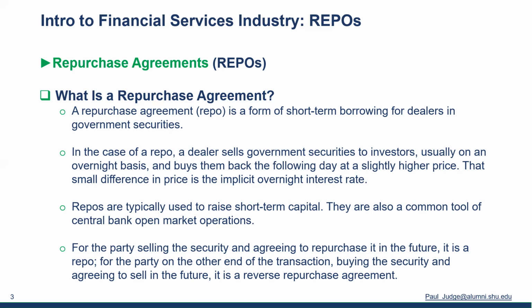Repos are typically used to raise very short-term capital, meaning capital for 24 hours or over a long weekend. They are a common tool of central banks in open market operations. For the party selling the security and agreeing to repurchase in the future, it's a repo. But for the party on the other end of the transaction, buying the security and agreeing to resell it in the future, it's called a reverse repo.